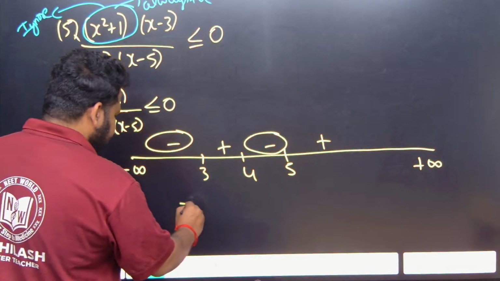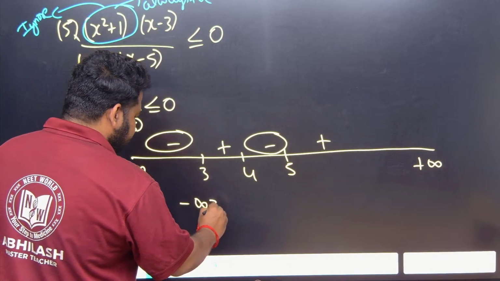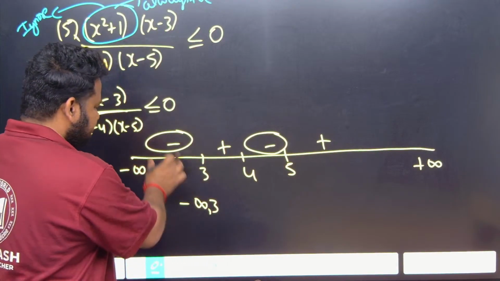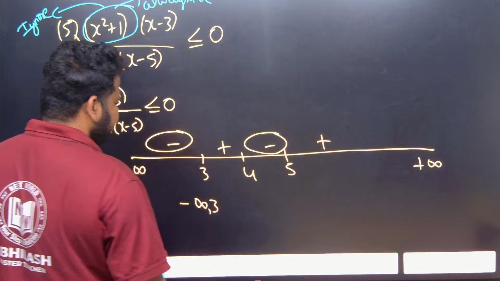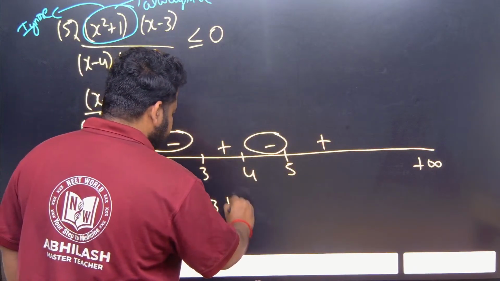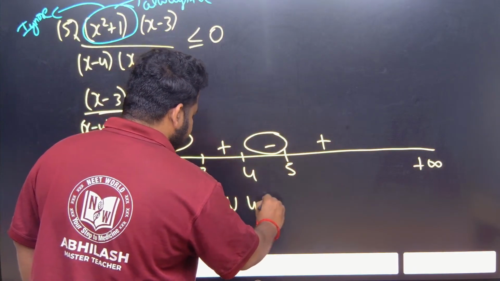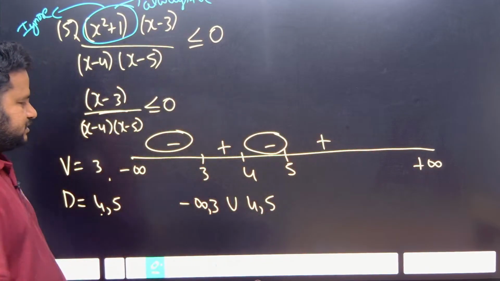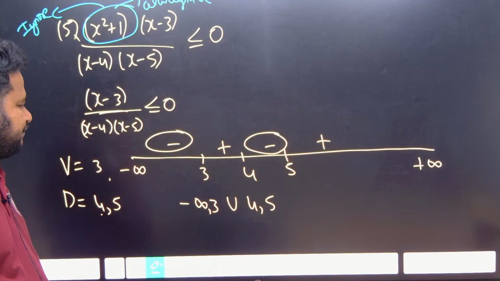So this will become what? Minus infinity comma 3. Don't worry about the bracket as of now. Minus infinity comma 3. Next is what we are having? Union 4 comma 5. This is what we are having.